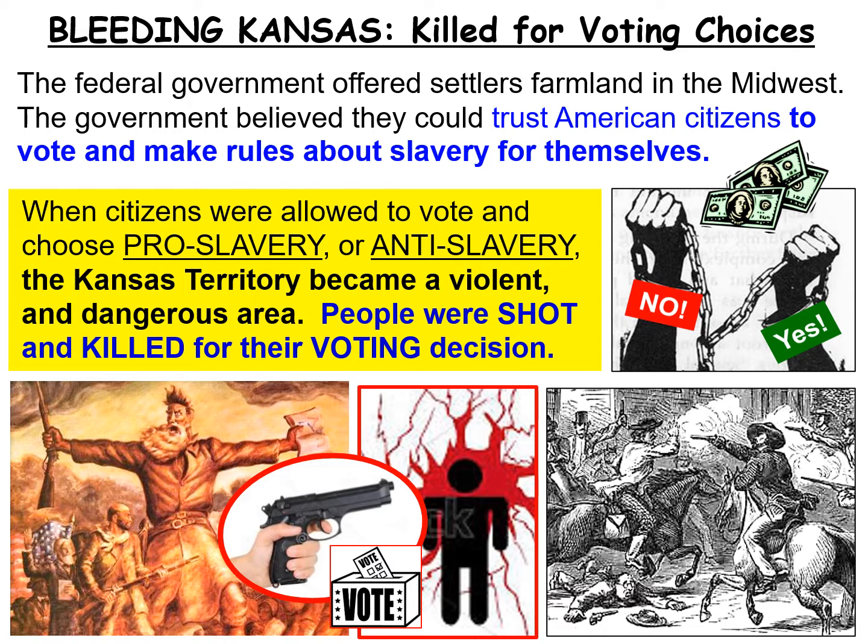In the territory of Kansas, it got so violent. People were shooting and killing each other based on their votes. So if you said I'm pro-slavery, then another person said no, I'm anti-slavery, then they were shooting and killing each other. People were getting shot and killed for their decision to vote on whether or not they wanted slavery in the area of Kansas. So this area of Kansas got a really bad nickname. It was called Bleeding Kansas, where people were shot and killed just because of their decision to vote for slavery or anti-slavery.